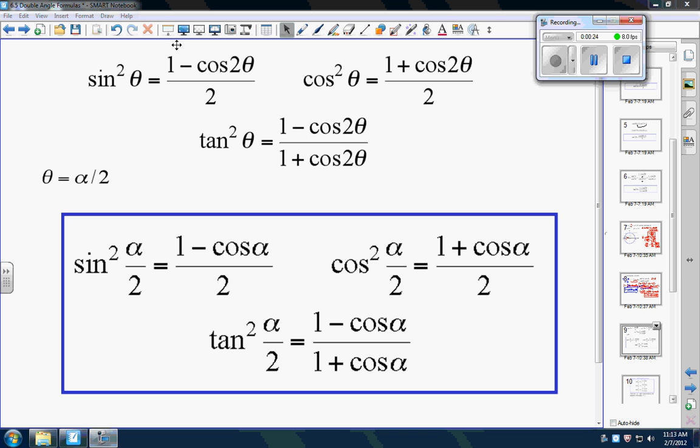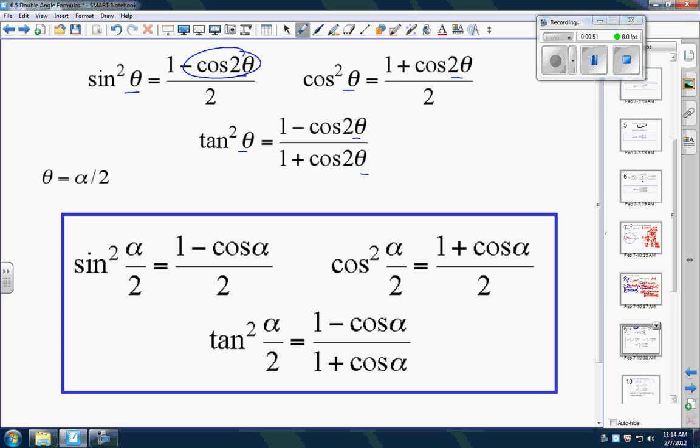So this was just with the manipulation of the double angle identity. What they're equal to, we moved some stuff, we divided by the 2. Now, instead of having one little theta in here, we're going to let the theta be an alpha over 2. So basically everywhere you see a little theta, we're going to plug theta over 2 in. This is how we come up with these half angle identities.